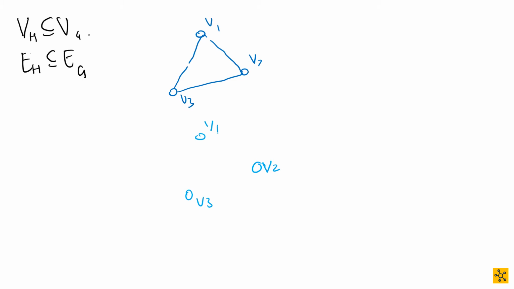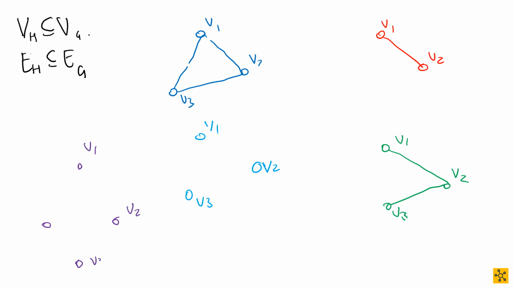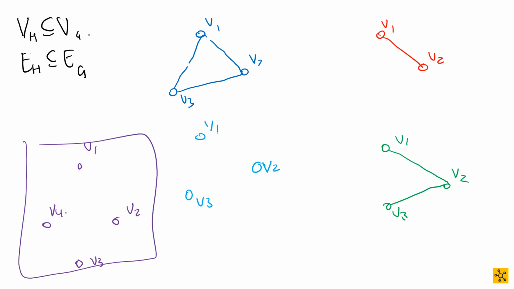Let's do another example from this one. We can have V1 to V2. That's a subgraph. We could have V1, V2, V3 with this happening. That's a subgraph. And then I'm going to have 1, 2, 3, 4. V2, V3, V4. Is this a subgraph? And hopefully you go, we have a whole extra vertex here. So this purple is not an example of a subgraph.